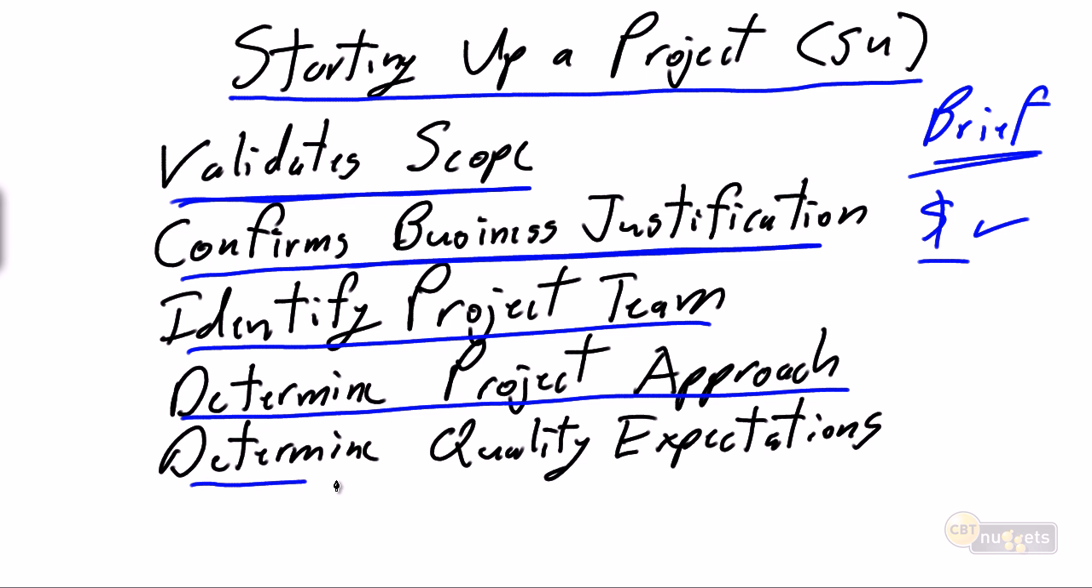And finally, in starting up the project, we need to determine the quality expectations. What is the business's expectation for quality? And obviously the standard answer is, "I expect high quality," and that's probably a true statement, but what does that mean? We have zero tolerance for errors? Probably not realistic. We know software development is prone to have errors. So what is your appetite for errors?